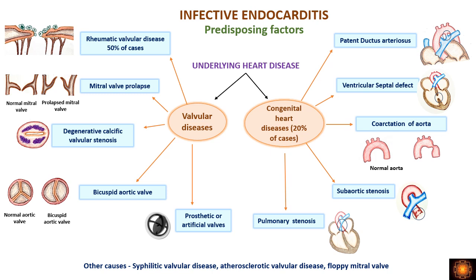Now, when we see the first predisposing factor, that is underlying heart disease, in this we can remember under two headings: valvular disease and congenital heart disease. Valvular diseases, the most common cause is rheumatic valvular disease. More than 50% of the cases have rheumatic valvular disease. And other valvular diseases, we have mitral valve prolapse, degenerative calcific valvular stenosis, bicuspid aortic valve, then we have prosthetic valves.